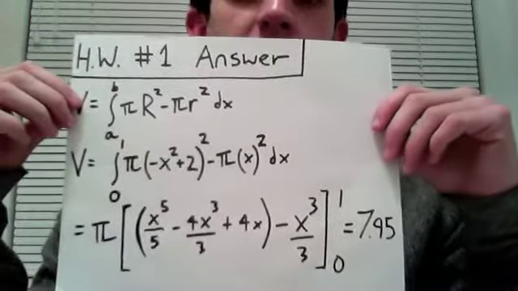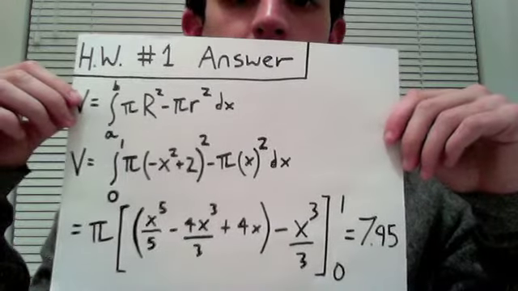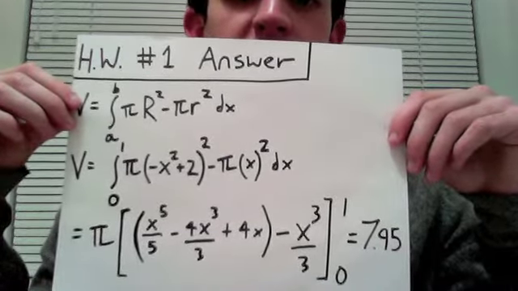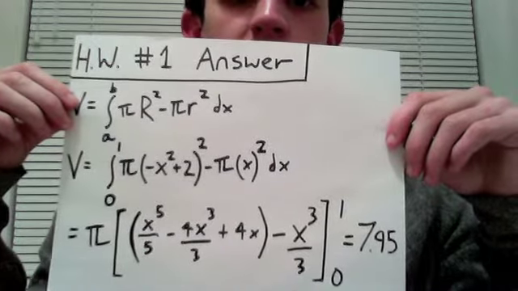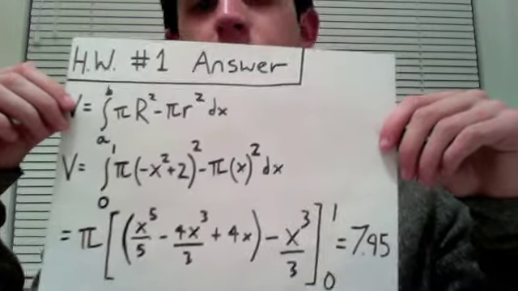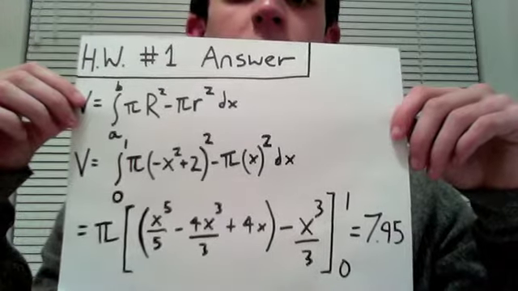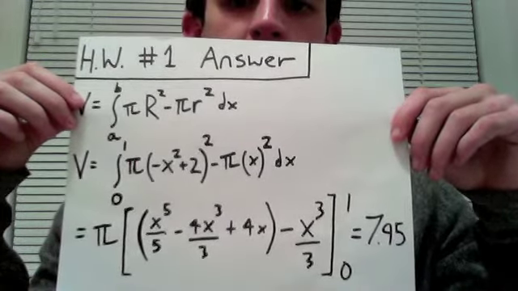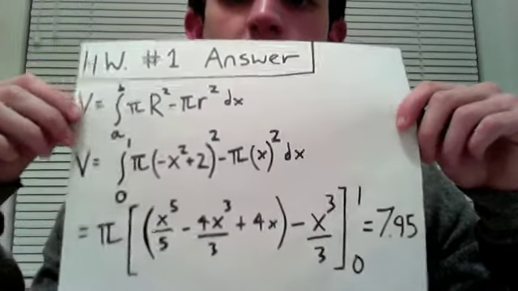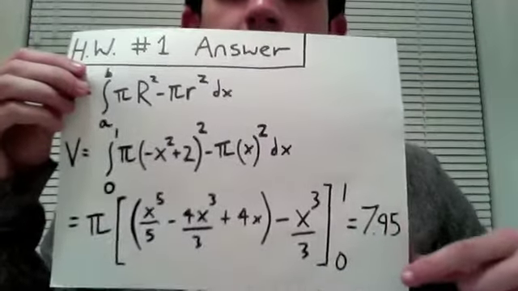so you can pull out the pi, and then you get the quantity x to the 5th over 5 minus 4x cubed over 3 plus 4x, minus the quantity x cubed over 3, evaluated from 0 to 1, and the answer is going to end up being 7.95.